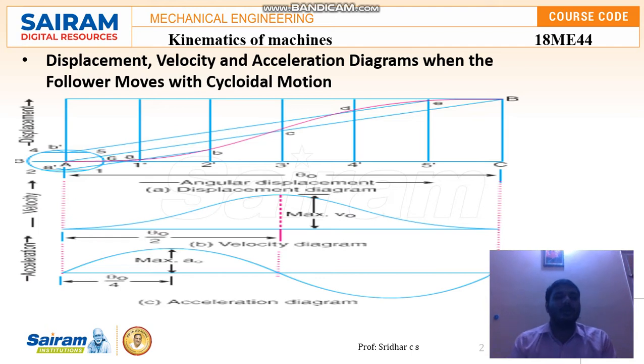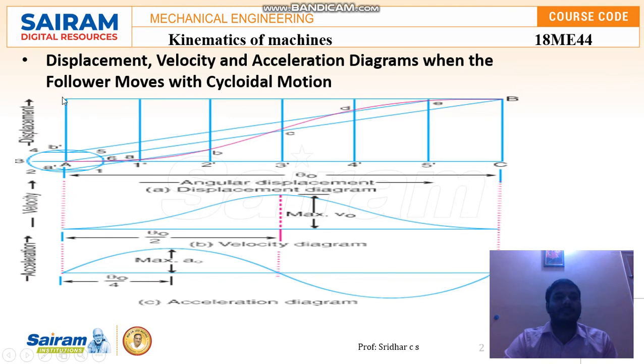Initially, how we construct from the beginning is based on the stroke length. For example, in the SHM we draw the semicircle, then bisect it into equal parts and extend the lines. Similarly, in the UARM, that is uniform acceleration and retardation motion, we draw the line of the stroke length, extend the lines, take the center part of that line, bisect it into a number of equal parts, then join them and draw the curve. But in the cycloidal motion, the process is a little bit different compared with both simple harmonic motion and UARM.